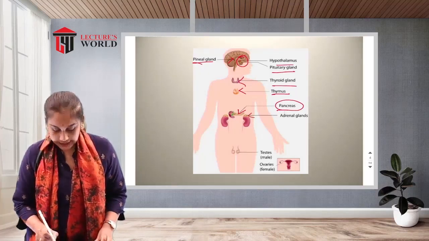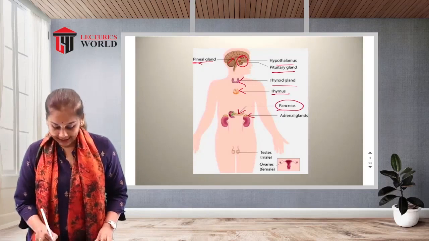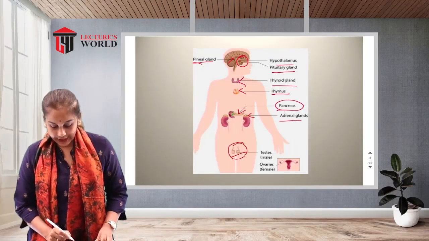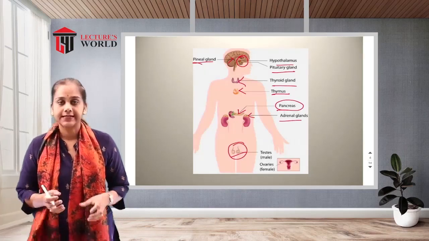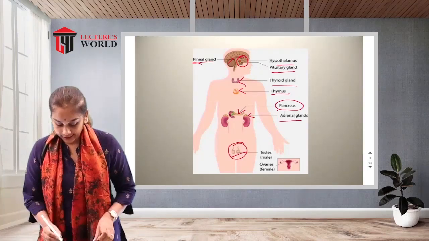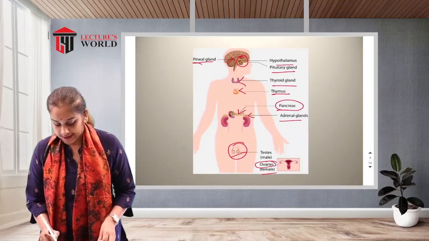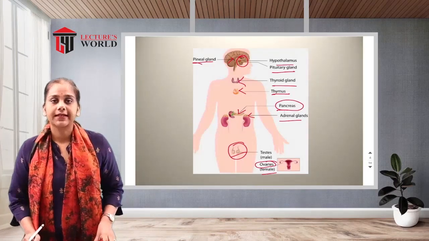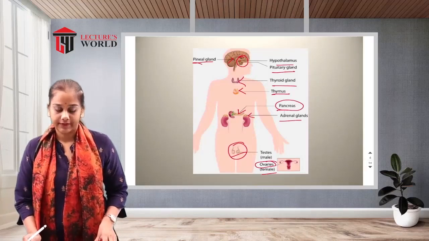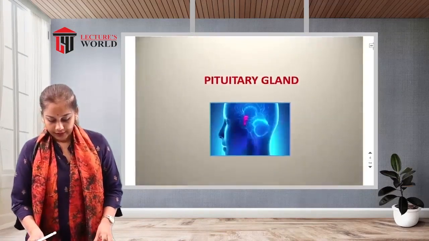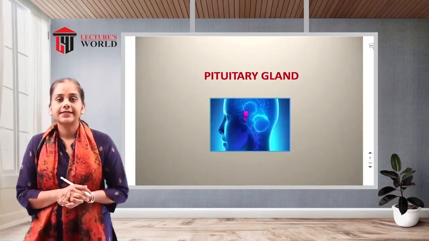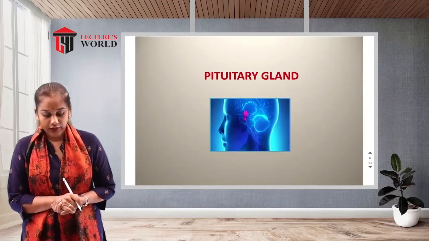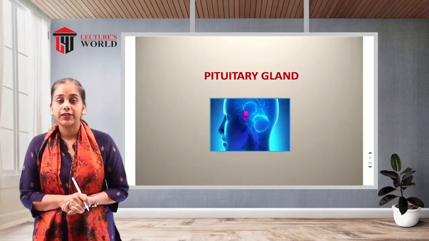Then the adrenal gland, located over the kidneys. Then the testes, which are in the male and secrete testosterone. Then the ovaries, located in the female. They also secrete hormones, androgens. Okay, so let us see the details of the glands. First we will see the pituitary gland.